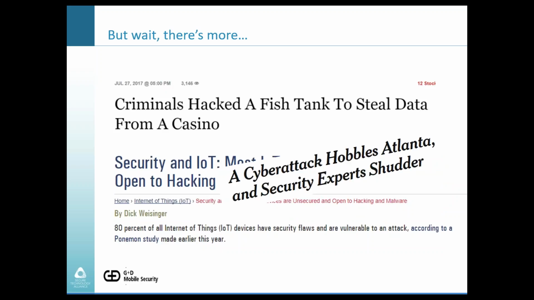So this phishing attack, as we call it, is where criminals hacked a fish tank to steal data from a casino. And then we see that in general, 80% of IoT devices have some kind of security flaw and can be hacked into. And there's the other more recent one where the city of Atlanta suffered a major cyber attack, and they haven't revealed what exactly caused it, but it's something that they're still recovering from.